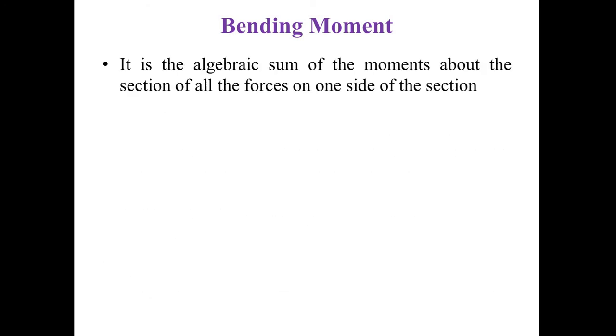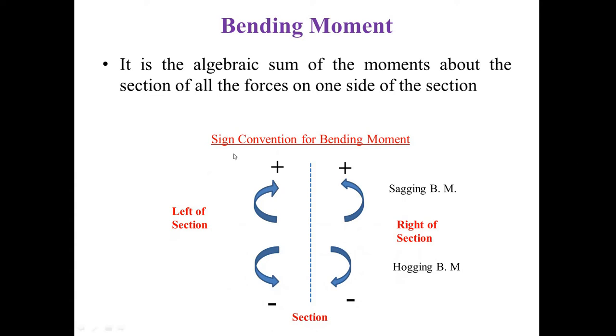So coming to the bending moment. The bending moment is the algebraic sum of the moments about the section of all the forces on one side of the section. Now coming to the sign convention for the bending moment, again we have to take the section. Left hand side of the section, clockwise positive, anti-clockwise negative. Right hand side of the section, anti-clockwise positive, clockwise negative.